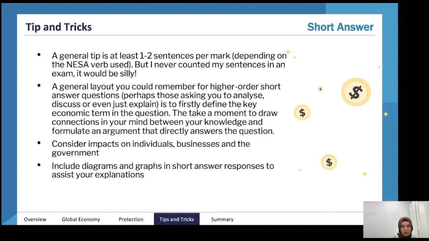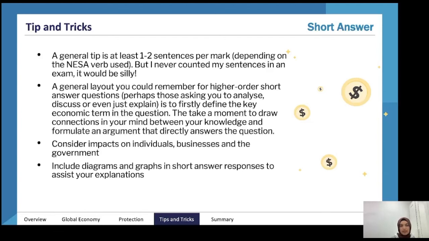Also, marking them will help you get into the mind of the marker. And when you're in the mind of the marker, you know exactly what the marker wants, so you know what to write. So that's, again, a key skill to practice now as you're approaching your final exams or your HSC exams.